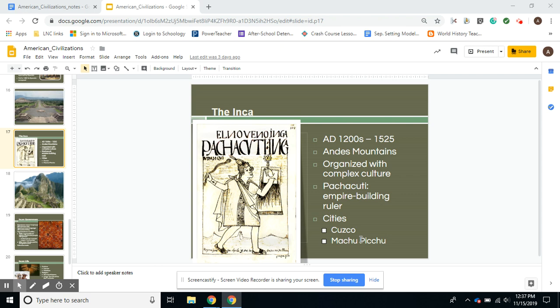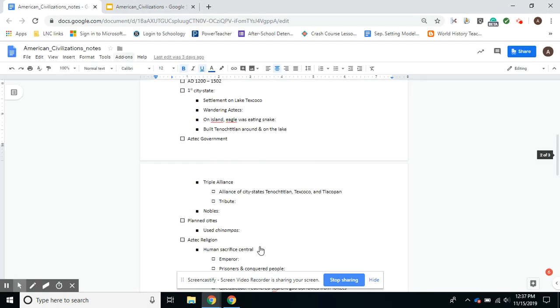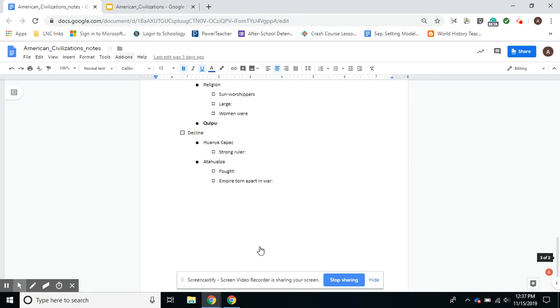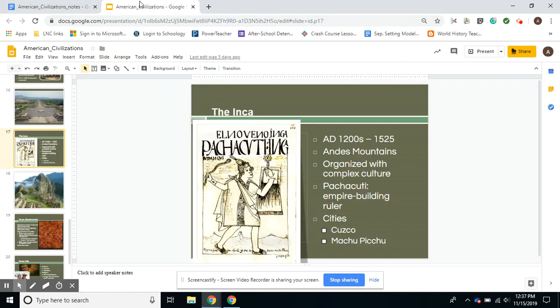Okay, guys, so we are going to pick up with our third and final early American civilization. So we're going to look at the Inca. So you'll need your notes, they look like this. We're going to be on that third and final portion on the Inca.